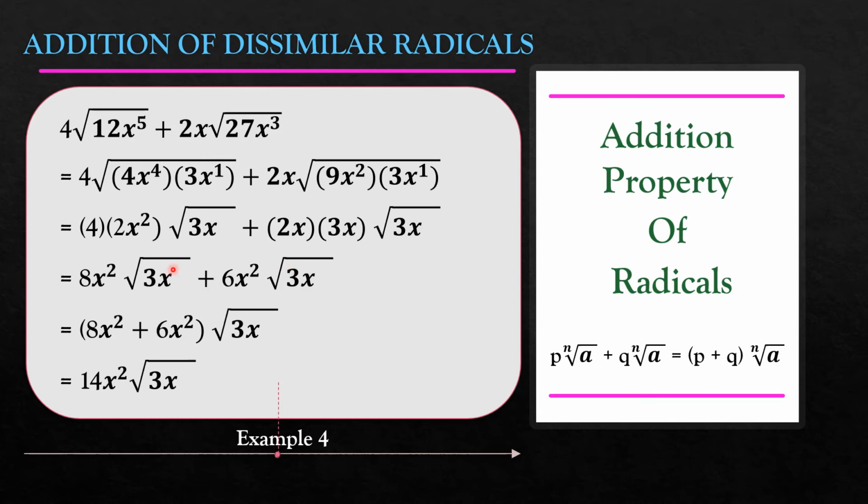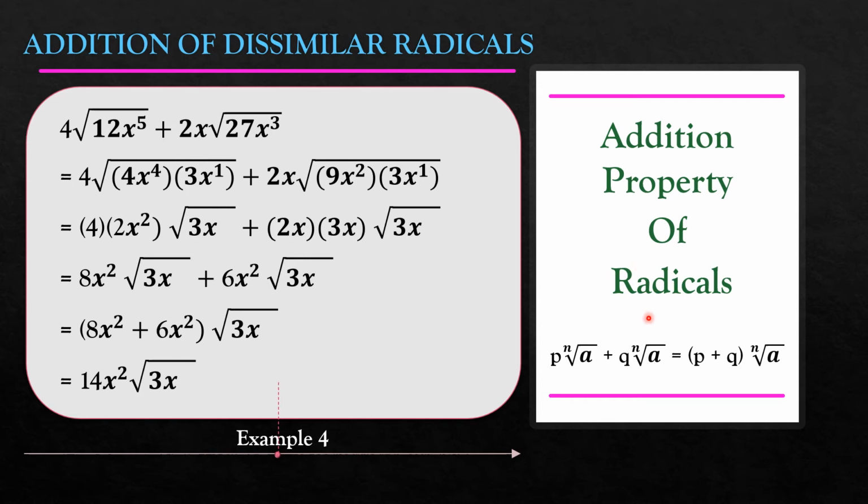So, kung titignan po natin dito, meron na po tayong common radical. Ang common radical natin is square root of 3x. And then, simplify the coefficients. So, 4 times 2x squared, that is 8x squared. And then, copy the common radical, which is the square root of 3x. Plus, 2x times 3x is 6x squared. And then, the common radical, square root of 3x. Since they are already similar radicals, pagdating dito, similar radicals na po sila because they have a common radical which is the square root of 3x.